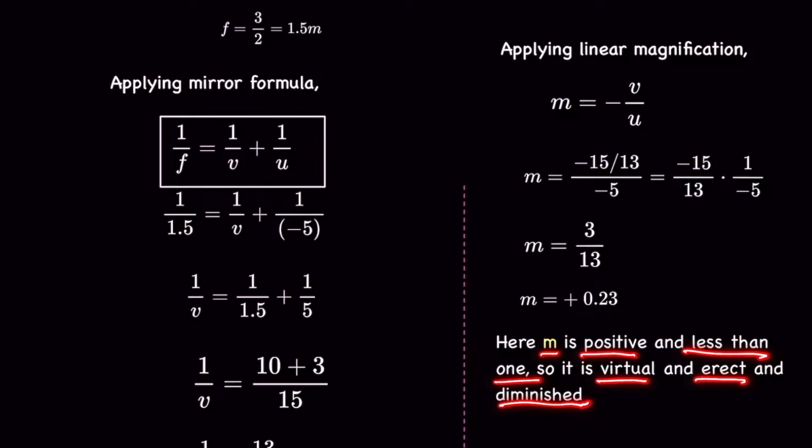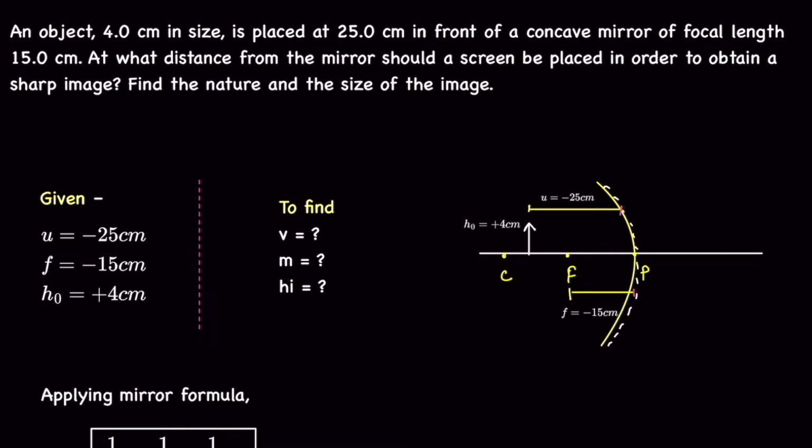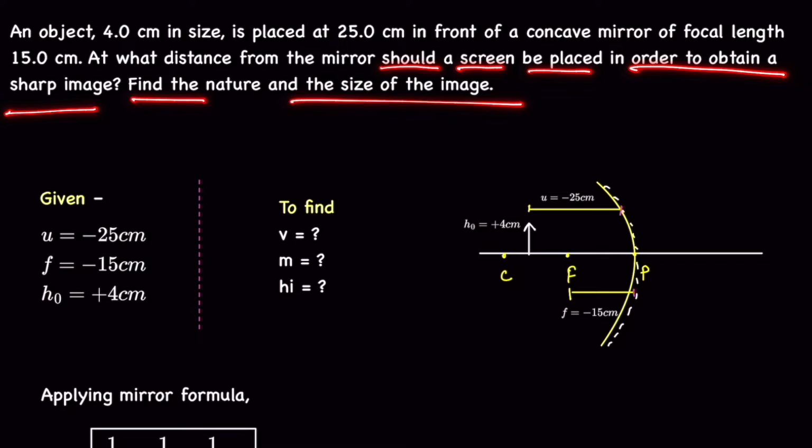Let's try the next question. In this question, an object 4 centimeter in size is placed at 25 centimeter in front of a concave mirror of focal length 15 centimeter. At what distance from the mirror should a screen be placed in order to obtain a sharp image? Find the nature and the size of the image.